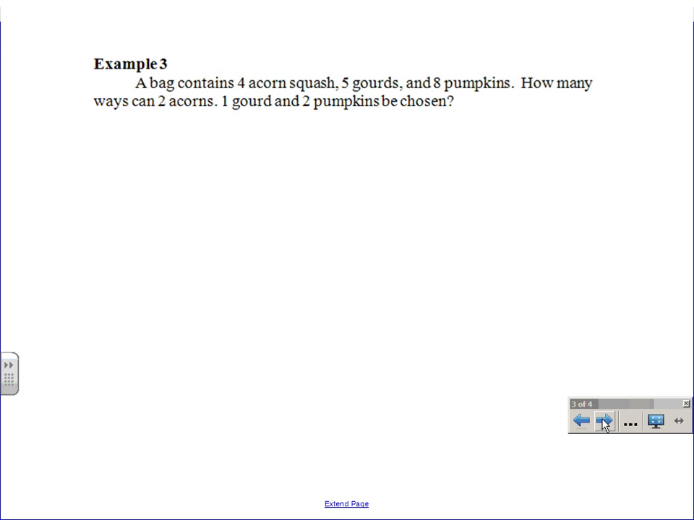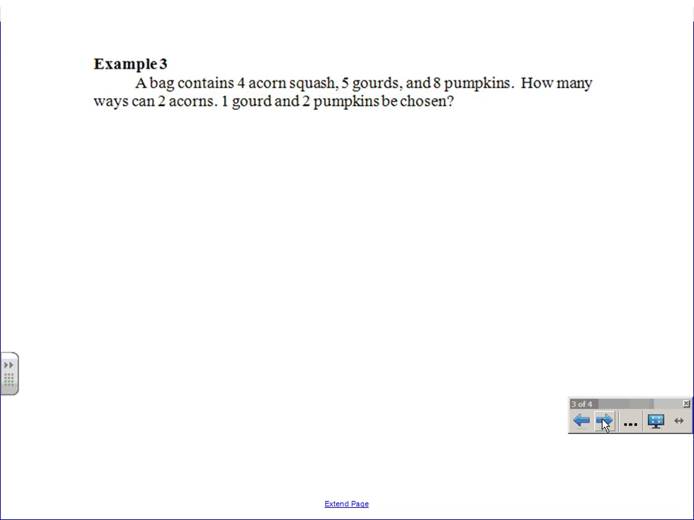So here we go. We have a bag, and in there we have 4 acorn squash, 5 gourds, and 8 pumpkins. How many ways can 2 acorns, 1 gourd and 2 pumpkins be chosen? Do I care which one comes first, according to this? Do I have to pick one first, and then this one, then that one? No. Just saying, how many ways could I do it? All right. And so the order really does not matter, which leads me to combinations.